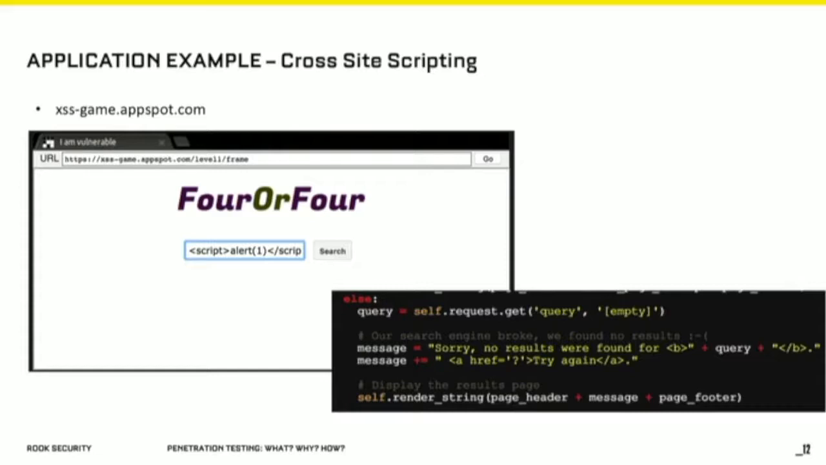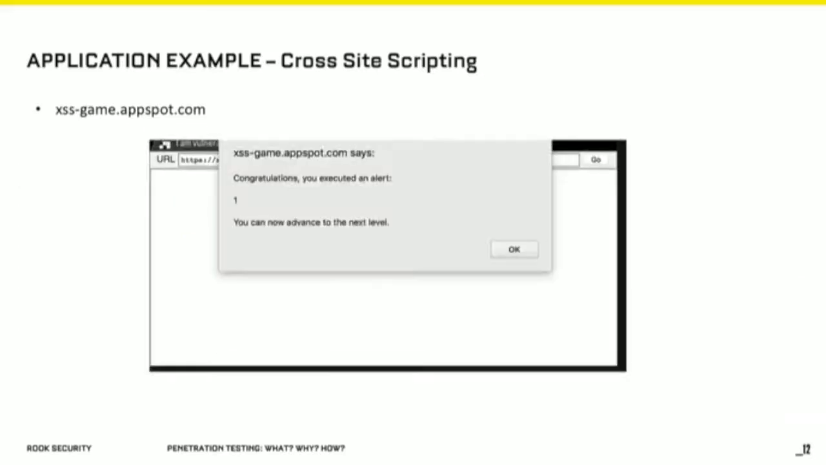Anytime you see your input reflected right back at you, it might be vulnerable to cross-site scripting. And here you can even see on the bottom right there, "Sorry, no results were found for," and then right there you've got the query. No sanitation, no filtering. You put in script alert script like that, boom, you've got an alert box. Now again, that's just a proof of concept, but once you can execute your own JavaScript, you can start doing much more malicious things.